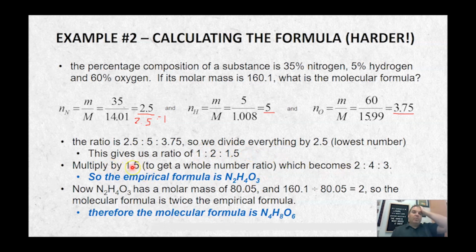Now this says multiply by 1.5, sorry, that should be multiply the 1.5 by 2 to get a whole number ratio. Sorry if that's confusing. So the ratio of nitrogen to hydrogen to oxygen is 2 to 4 to 3, so that's the empirical formula.